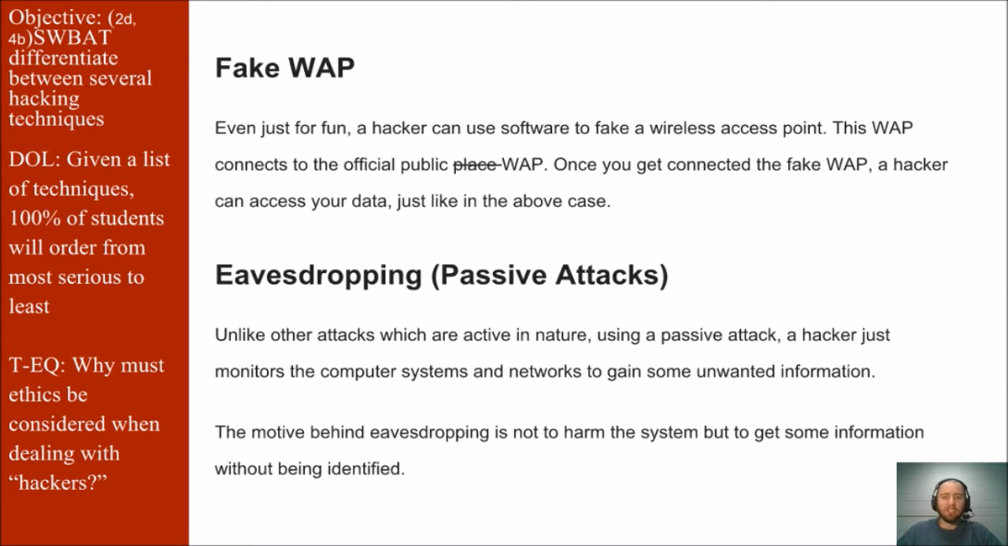Once you get connected to the fake WAP, a hacker can access your data just like in the above case of our watering hole attack. Another attack, eavesdropping. This is considered a passive attack. Unlike other attacks, which are active in nature, using a passive attack, a hacker can just monitor the computer systems and networks to gain some unwanted information. And the motive behind eavesdropping is not to harm the system, but to get information without being identified.